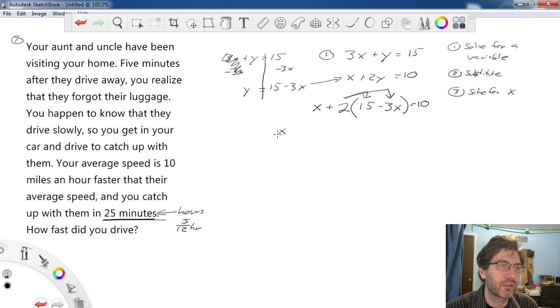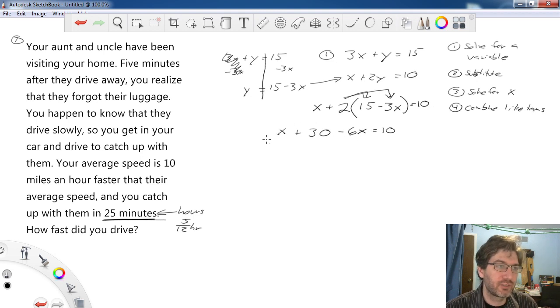So we're going to get x plus 2 times 15, which is 30, plus, well, it's going to be minus because it's negative, but plus a negative 6x, because 2 times negative 3 is negative 6, and then you have the x. And just cleaning up the signs is going to be negative, and then that's going to equal 10. You're then going to combine your like terms. So number 4 is combine like terms.